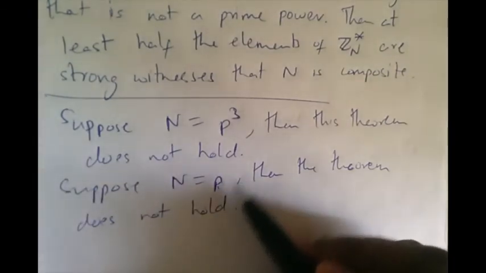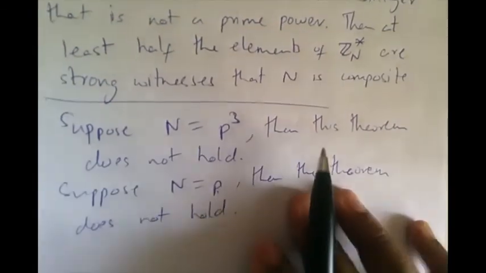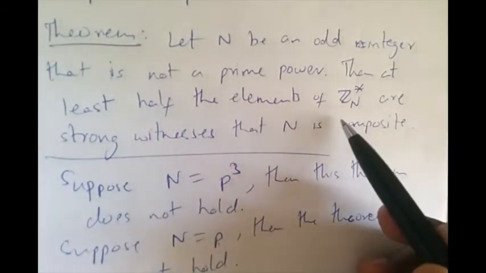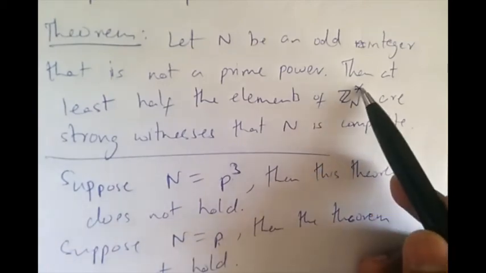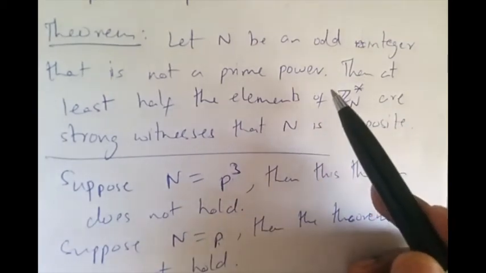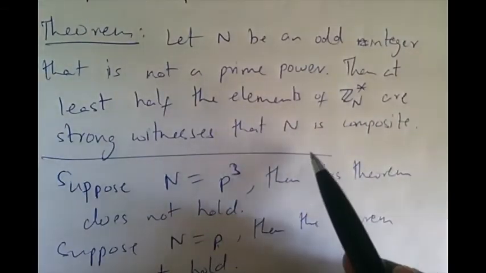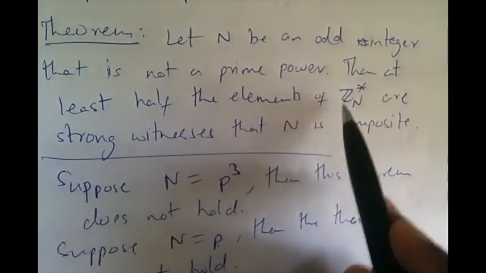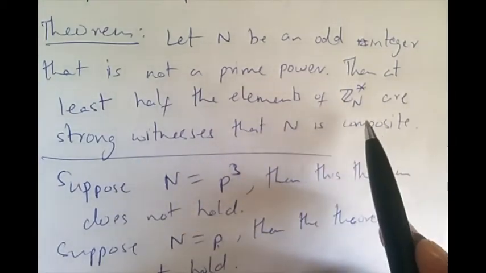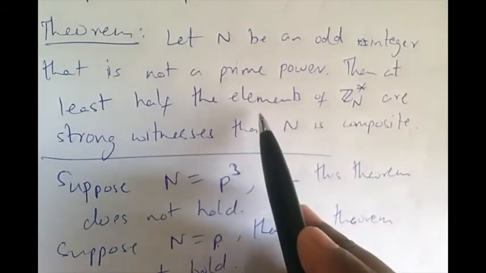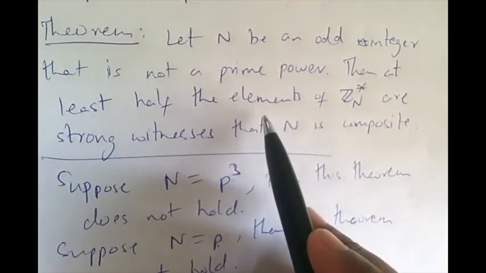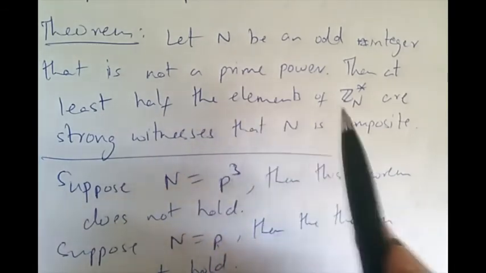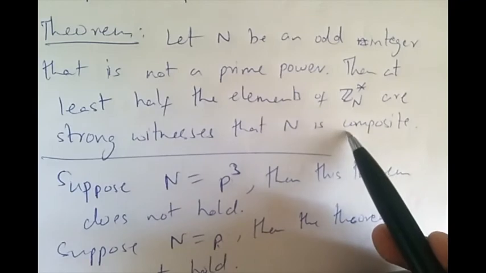So why do I want to differentiate between these two cases where the condition of this theorem does not hold? Because what is this theorem telling us? That if n is an odd integer that is not a prime power, then at least half the elements of Zn star are strong witnesses. So, as with the strategy we had before, if I randomly choose elements from 1 to n minus 1 and check whether they are strong witnesses or not, then with probability half, I land on a strong witness if n is composite.